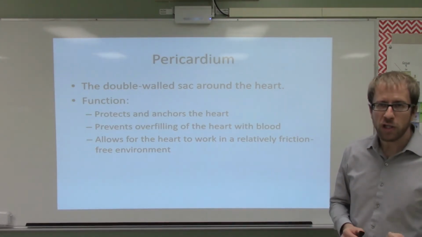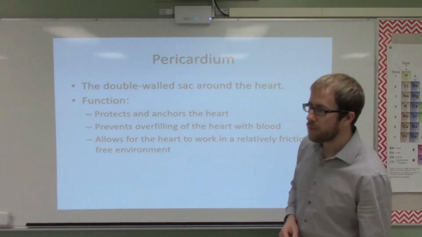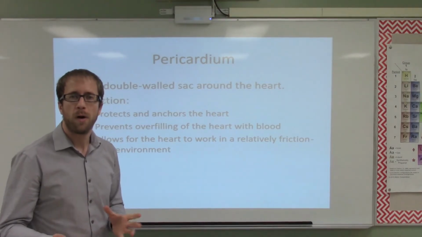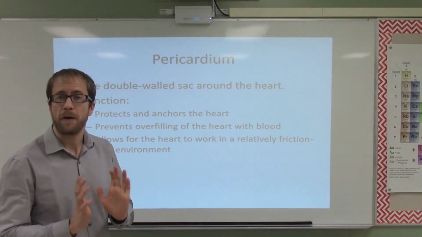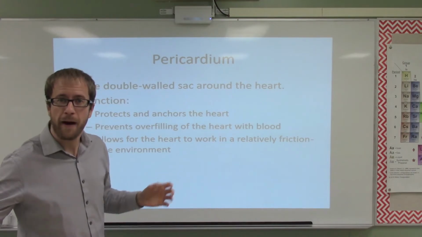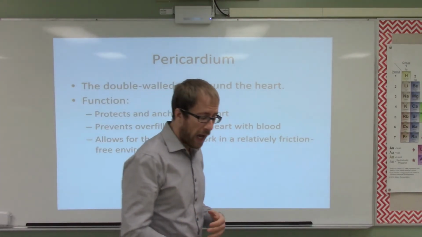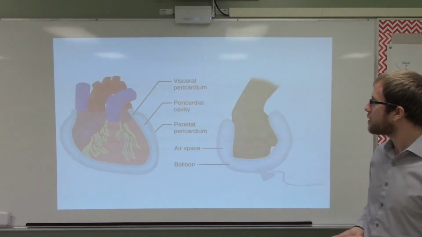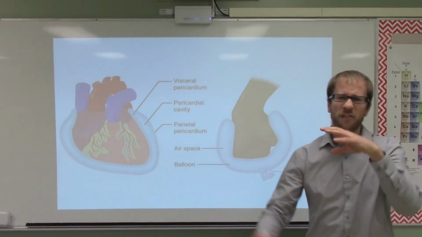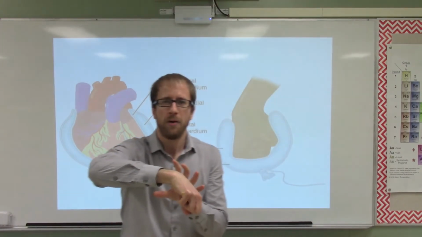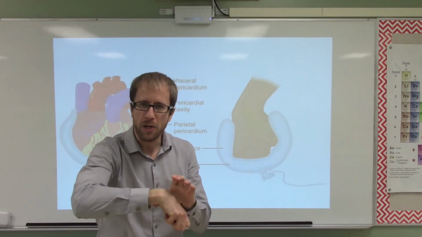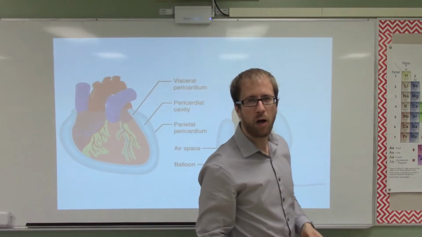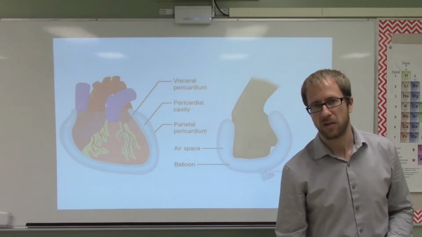I talked about the function of the pericardium, right? It protects the heart, it anchors it, it provides a lubricated space where it can function in an effectively friction-free environment. But how does it protect the heart, you might ask? There's a good analogy for this. It's kind of like if you were to shove your fist into a balloon, right? You have that almost barrier that protects it. That's kind of a good analog for how the pericardium actually protects your heart.